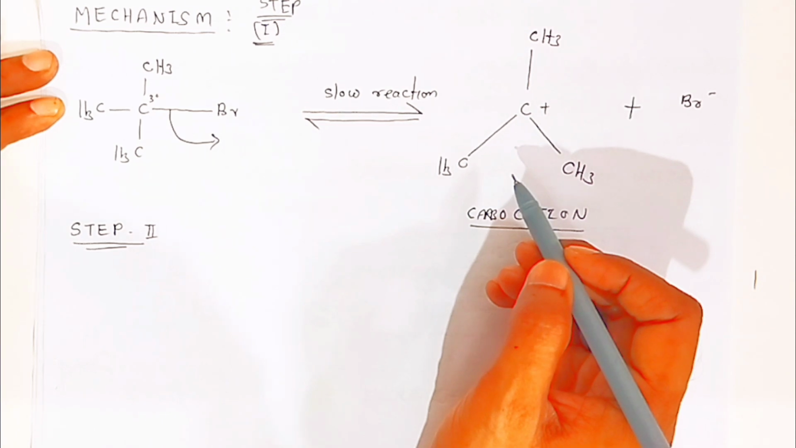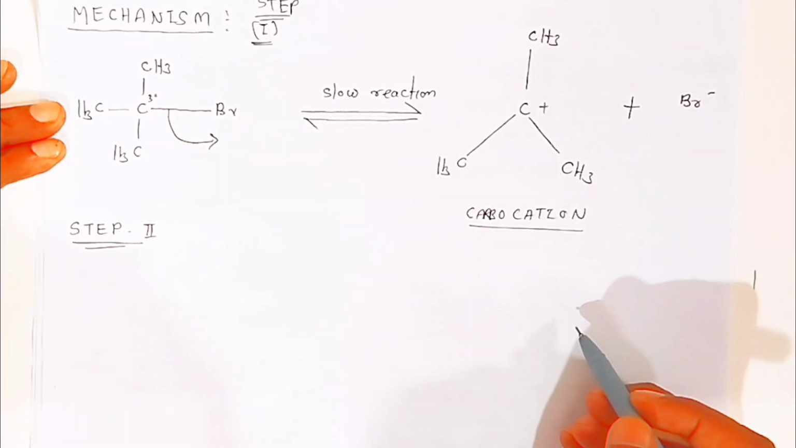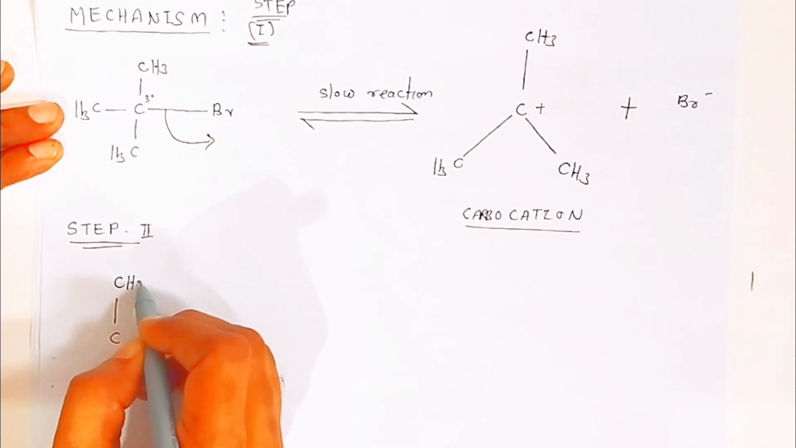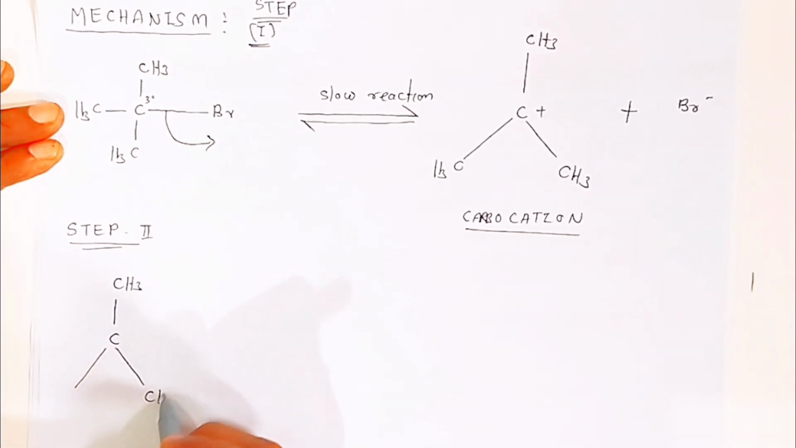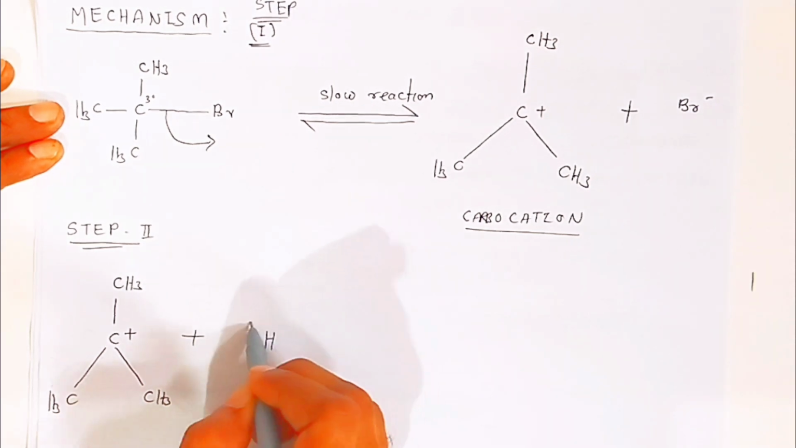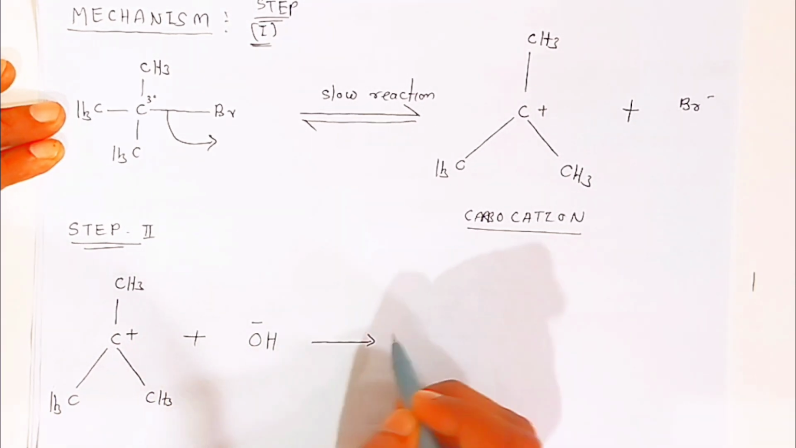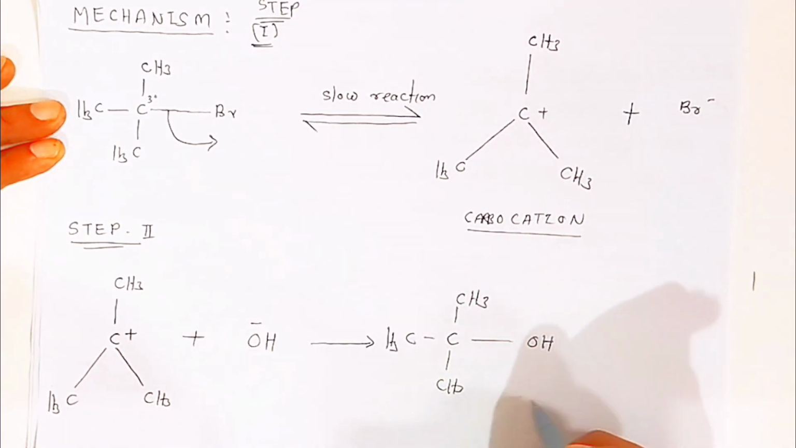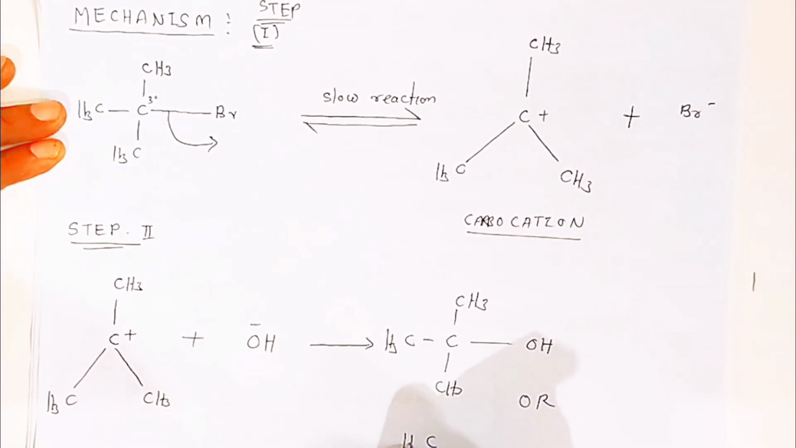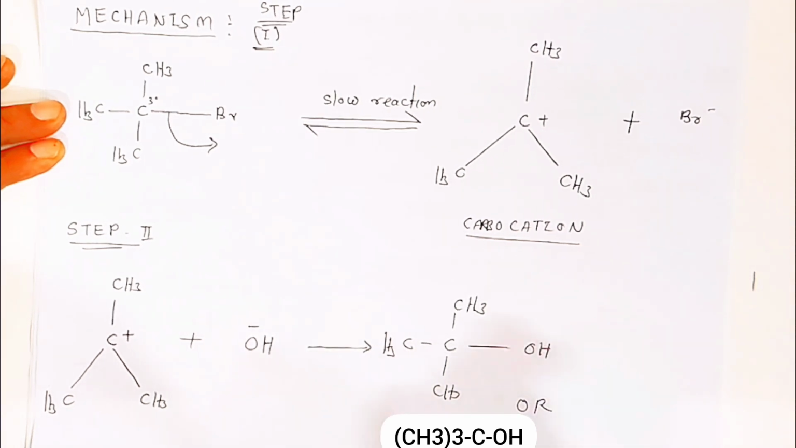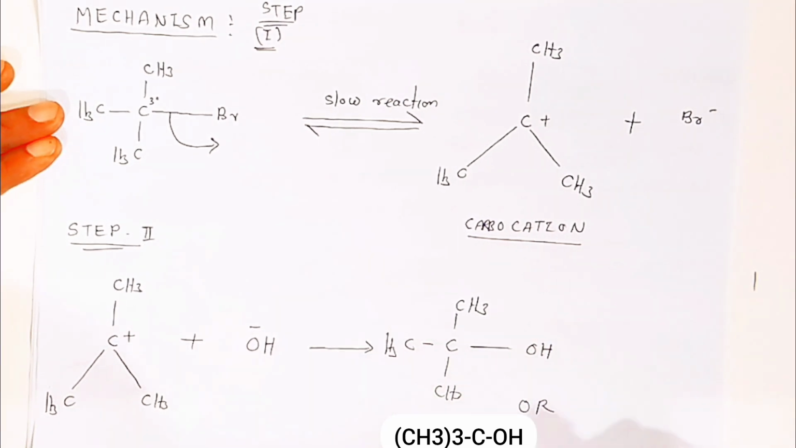Once it forms the carbocation, now comes the formation of tertiary butyl alcohol. The carbon of the carbocation now reacts with the hydroxyl group, and it forms tertiary butyl alcohol. You can also show this as CH3 thrice COH. There is a formation of tertiary butyl alcohol. This way, students, you have to write down the mechanism.